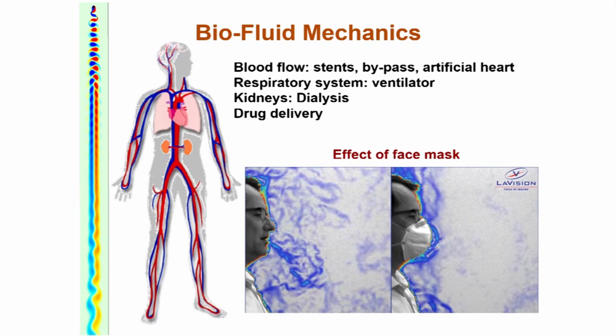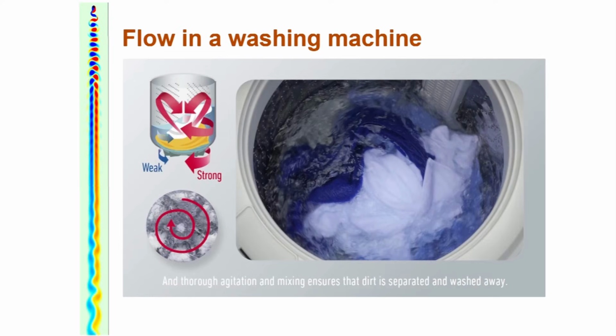Also, you see here a picture of a face mask which was used so often during COVID. So, what is the fluid mechanical effect of a face mask? How does it prevent the transmission of bacteria from one person to the other and so on? How about a washing machine? All of us know that a washing machine agitates the flow so that the dirt can come out of it. So, how do you design an agitator that is most effective, uses the least amount of water and, of course, the least amount of electricity?